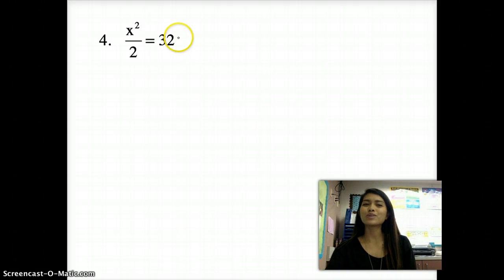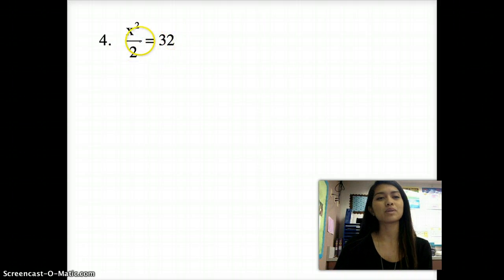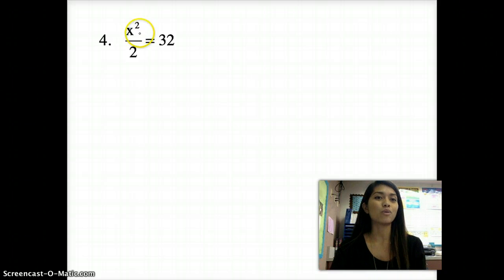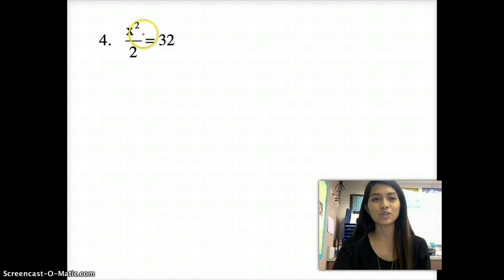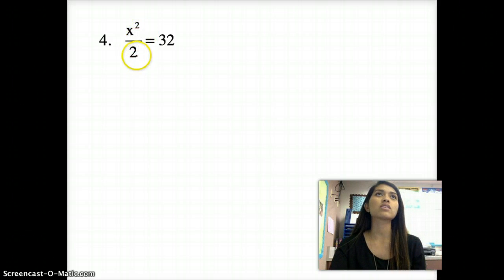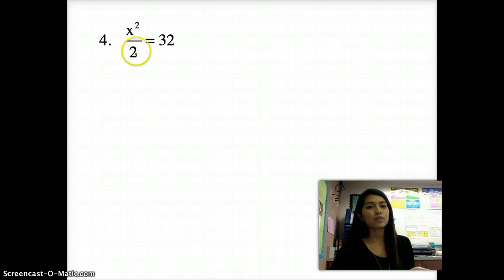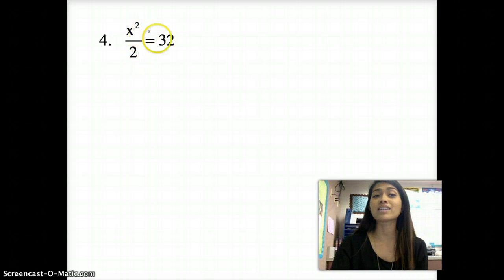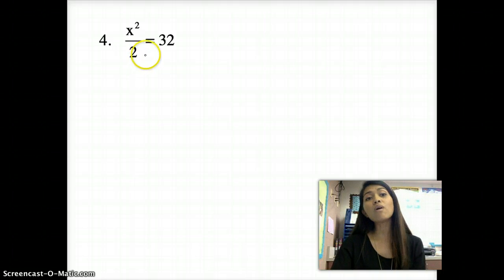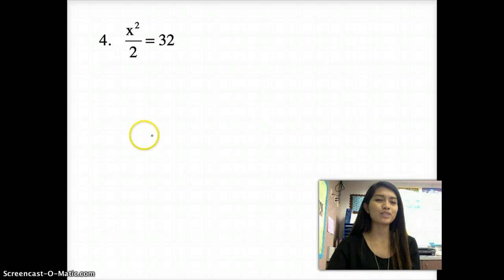What could I do to get rid of this 2, because I want this to be a whole number? I don't like working with fractions. Well, the first thing I would suggest is to read this equation in terms of operation. What do I mean by that? You could read it as x squared over 2, or you can read it as x squared divided by 2. Why would I want to do that?